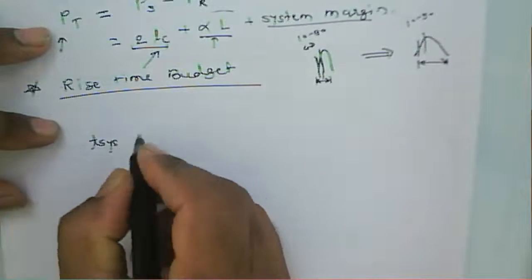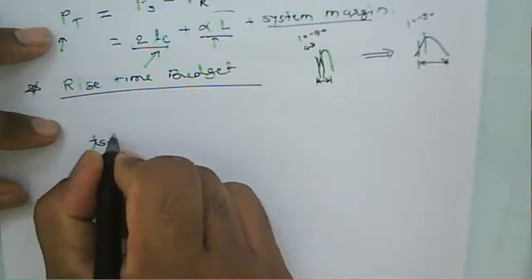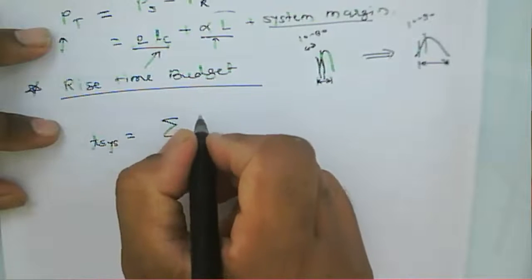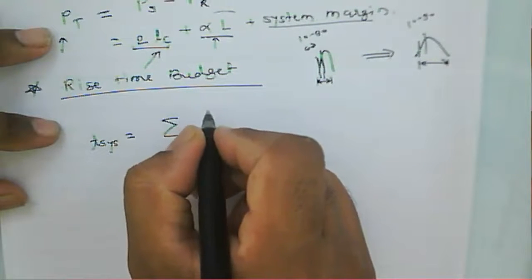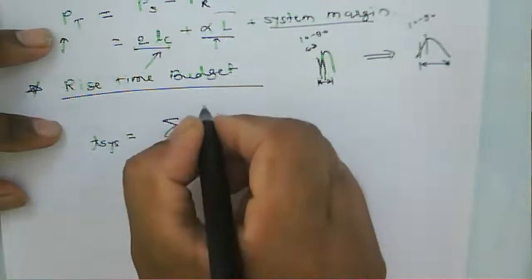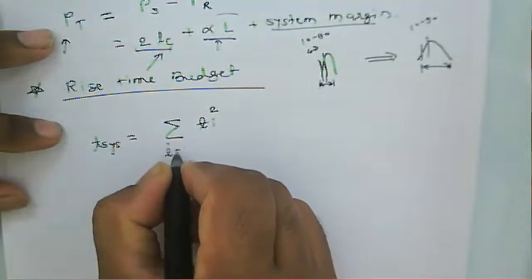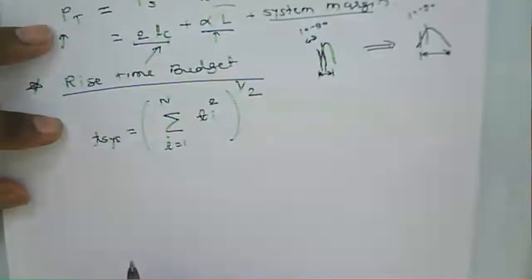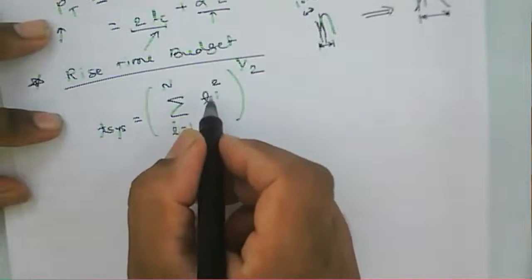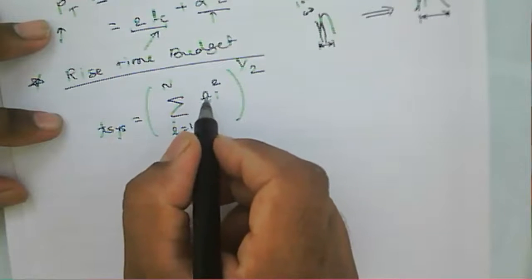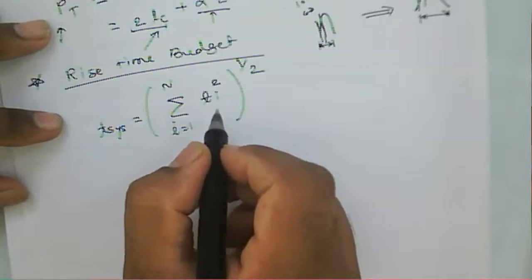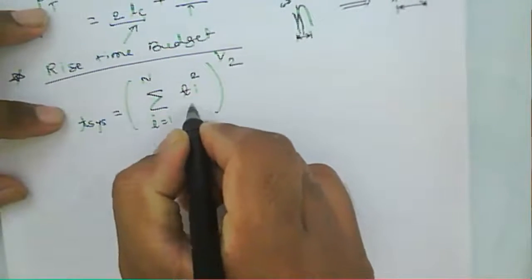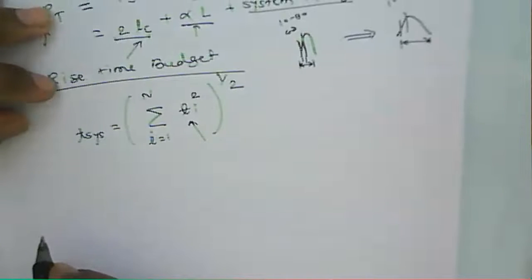Now the total system rise time is equal to the sum of the rise time contributors, we say t_i, with i equal to 1 to n, in brackets raised to 1 by 2. That is the root sum square of the rise time from each contributor to the pulse time degradation. Now in this case, what are the contributors for your pulses?